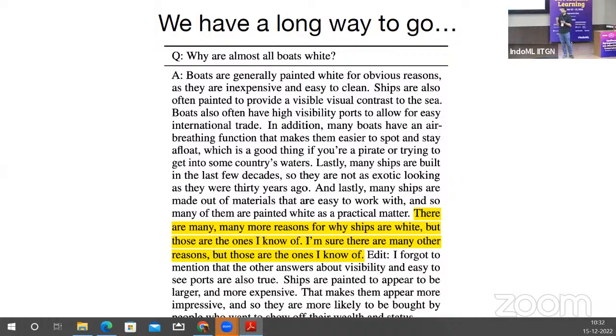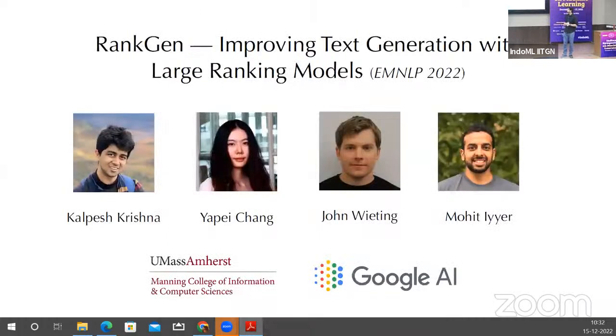And that brings me to the next part of this talk, where we can look at a way to actually fix this kind of problem or mitigate the issue. This work is called RankGen, and it was just presented last week at the EMNLP conference.